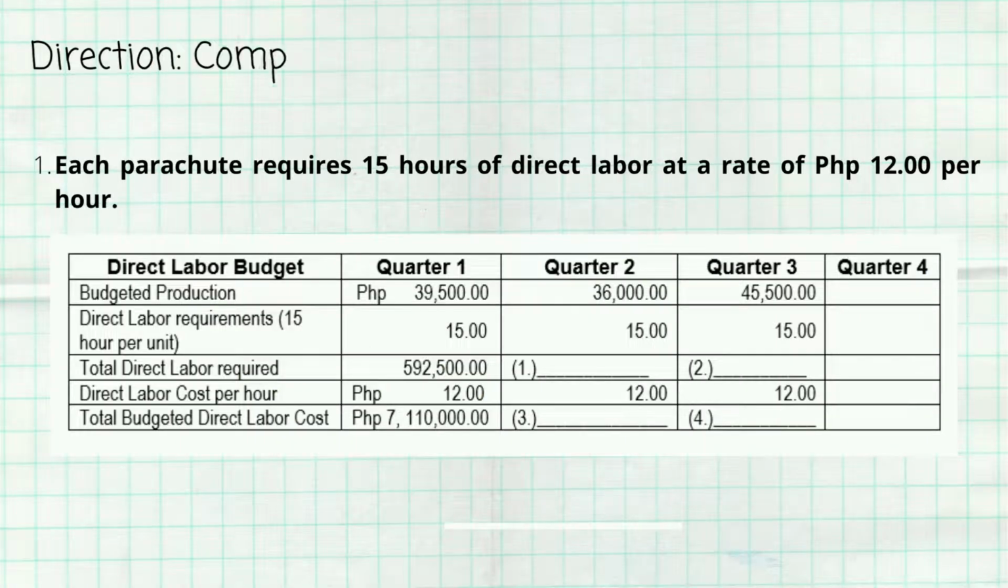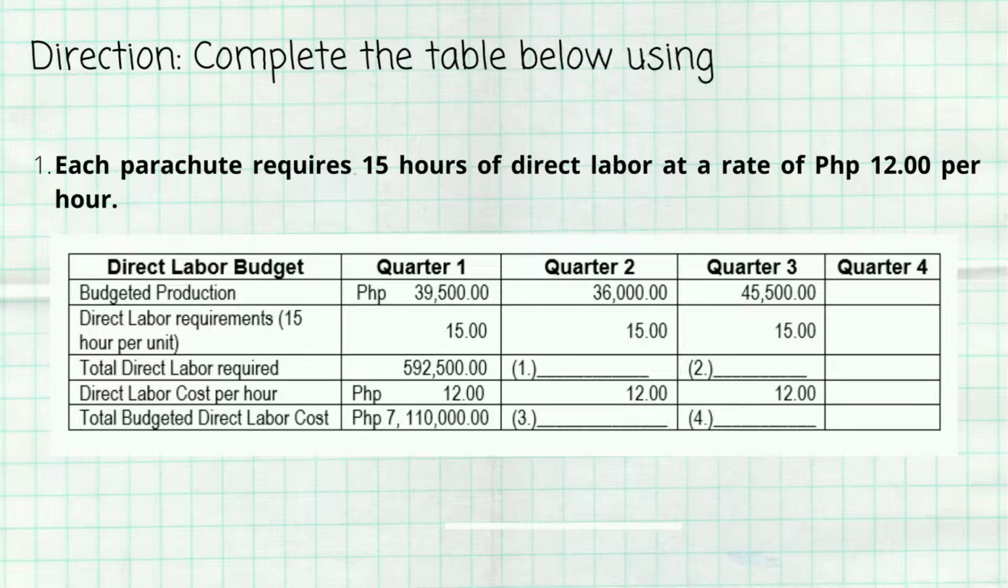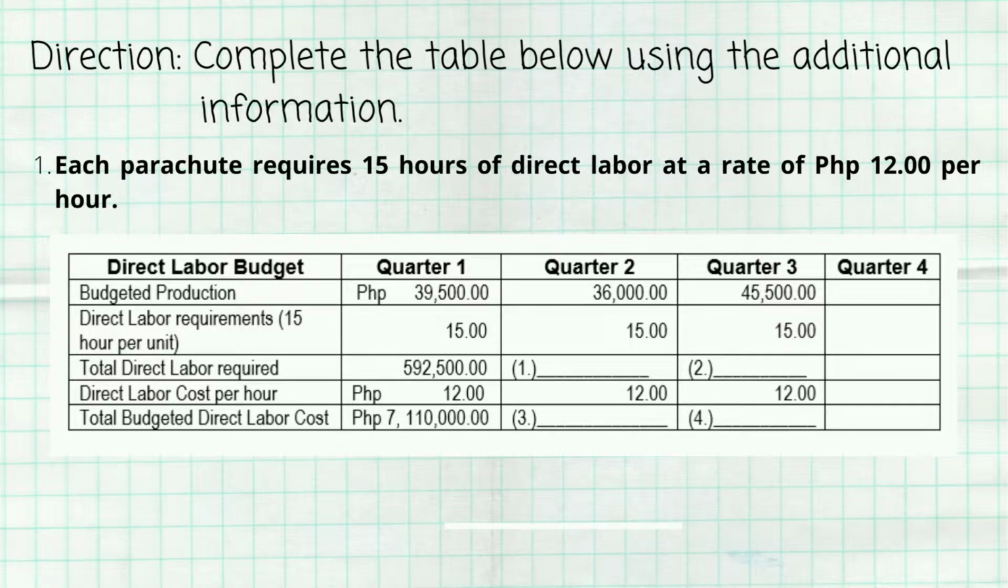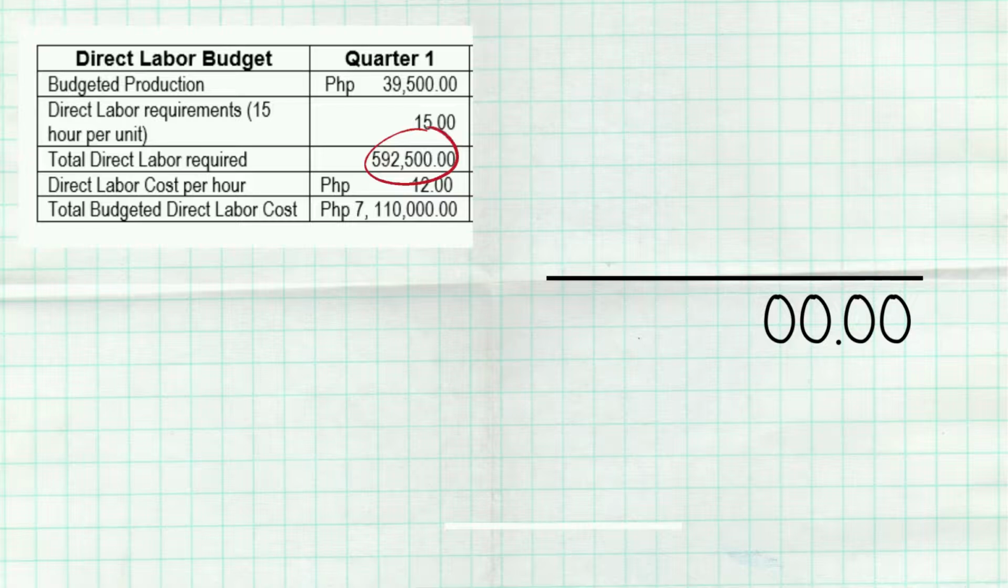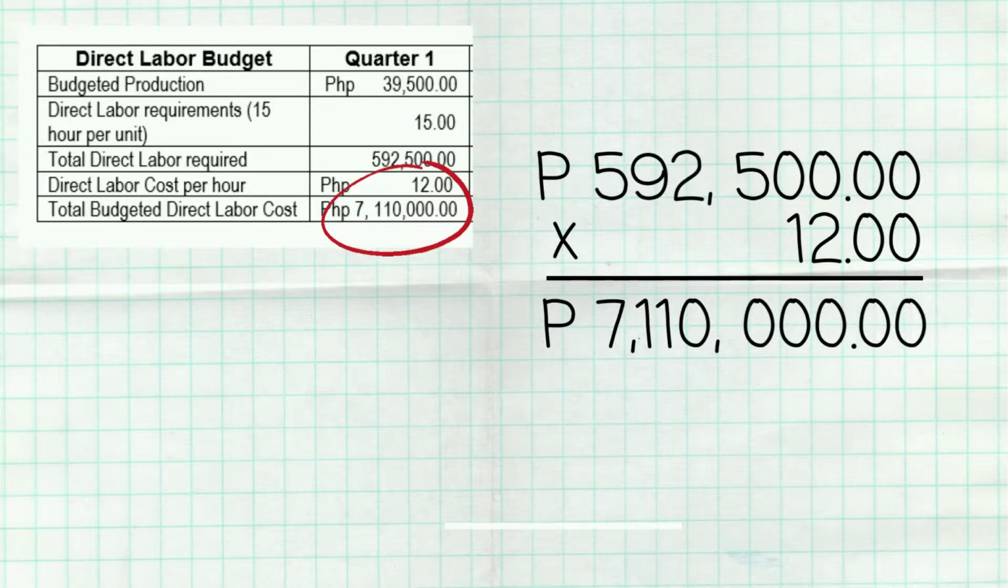Let's try this example. Each parachute requires 15 hours of direct labor at the rate of 12 pesos per hour. Let's study Quarter 1, how to get those values. Budgeted production, that is 39,500, multiplied by 15 hours, the direct labor requirement per unit, and the total direct labor hours is 592,500. Then, you're just going to multiply by the direct labor cost per hour, which is 12 pesos. Then, you will get the answer 7,110,000 pesos. So, that's so easy. So, I hope you can also answer Quarters 1, 2, and 3.